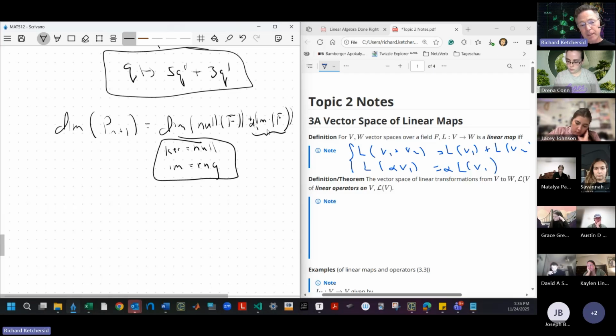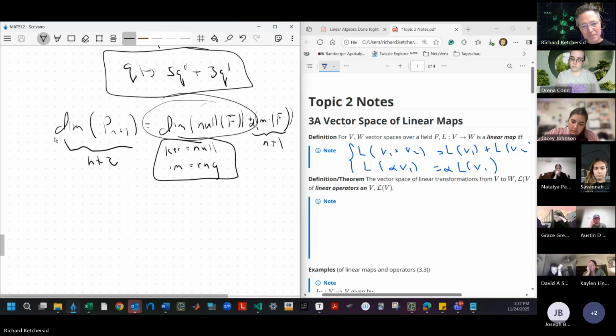And what is the dimension of P_n? Let's just make sure we get that right. Those are all polynomials of degree less than or equal to n. So what's the dimension of the space of polynomials of degree at most n? Would it just be n? Or n plus 1? n plus 1, right? So this is n plus 1, this is n plus 2. So I would be done if I could show that the dimension of the null space of F is 1.